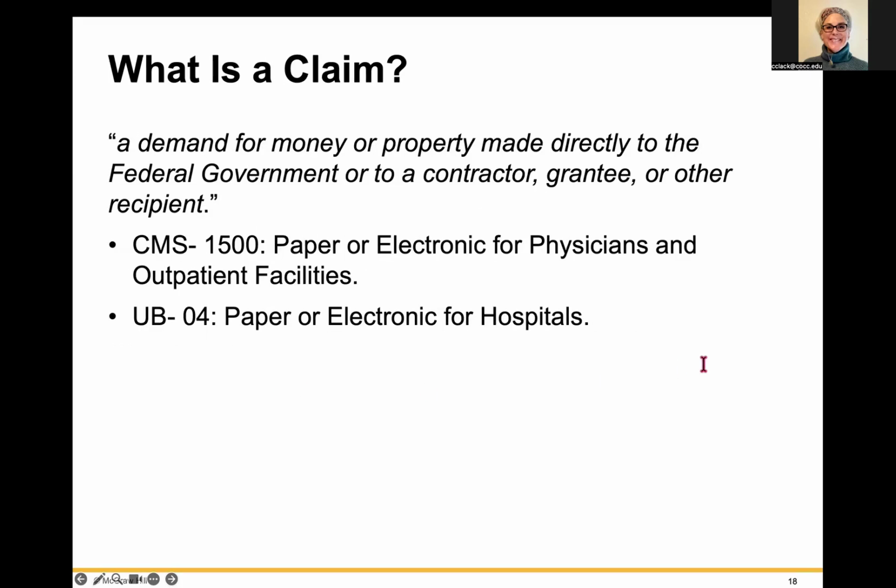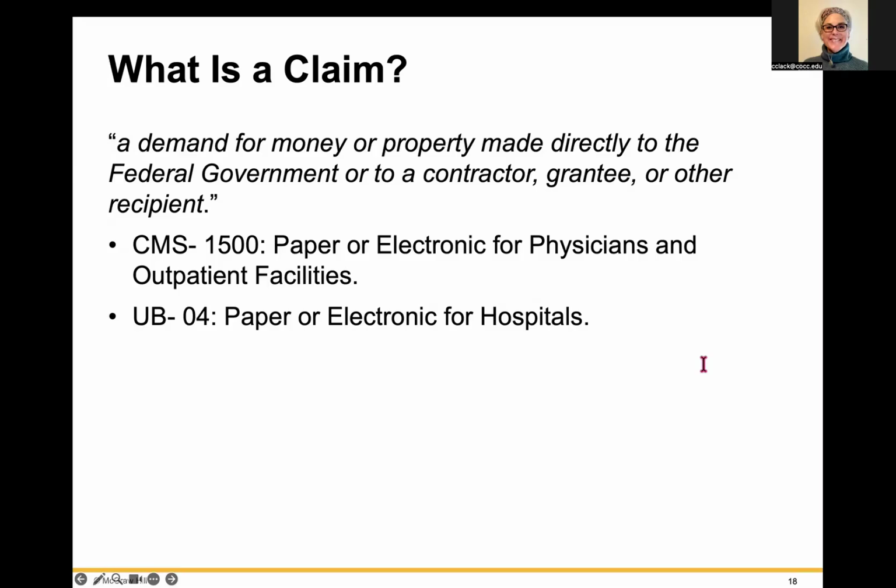A claim is a request for payment. The definition on this slide is important because it frames why the False Claims Act matters. A claim is a demand for money or property made to the federal government or to someone handling federal funds, like a contractor or other recipient. So when we submit claims to programs like Medicare or Medicaid, we're not just billing, we're making a formal request for government money. That's why accuracy and documentation support are such a big deal.